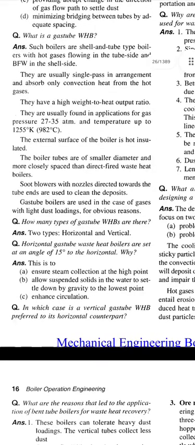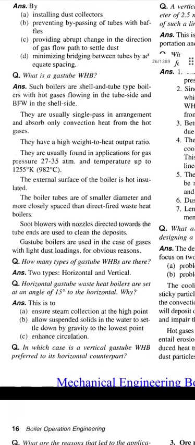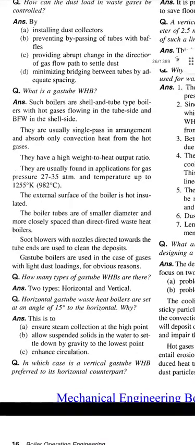Horizontal gas tube waste heat boilers are set at an angle of 15 degree to the horizontal. Why? This is to ensure the steam collects at a high point, and to allow suspended solids in the water to settle down by gravity to the lowest point. Next one, enhance circulation. After this, we will see the next video.